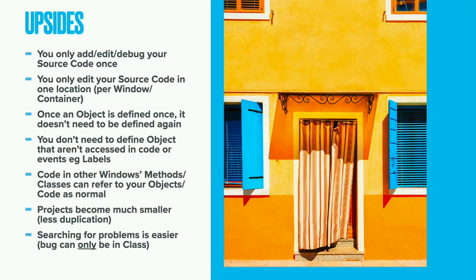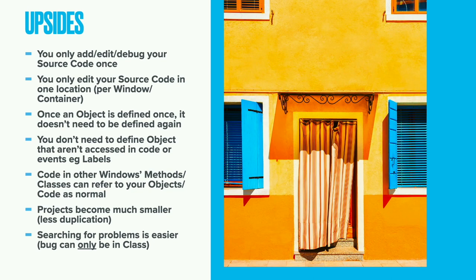The upsides are you only need to add, edit or debug your source code once. If you have it so that when you click on a button something is supposed to happen, you know exactly where that code is. You change the name of that code or some text, whatever it might be, and boom, it's now fixed or changed for all four of your main environments. You only have to edit your source code in one location, per window or per container.